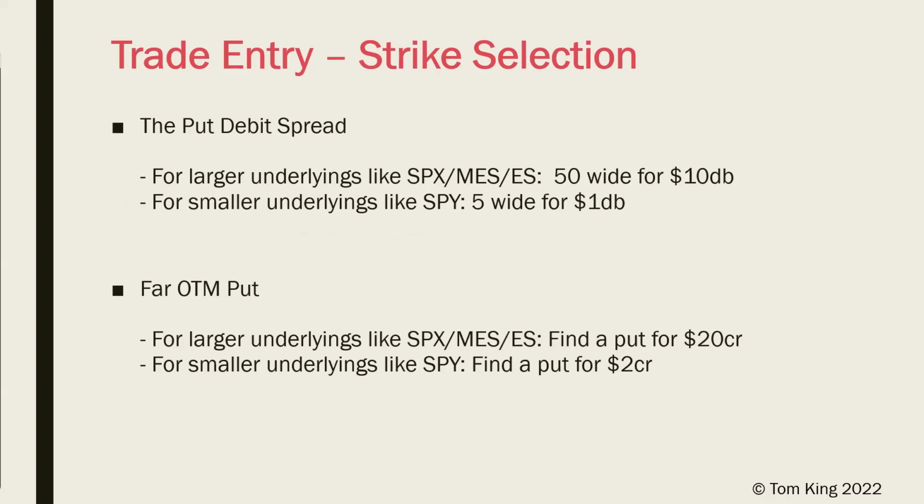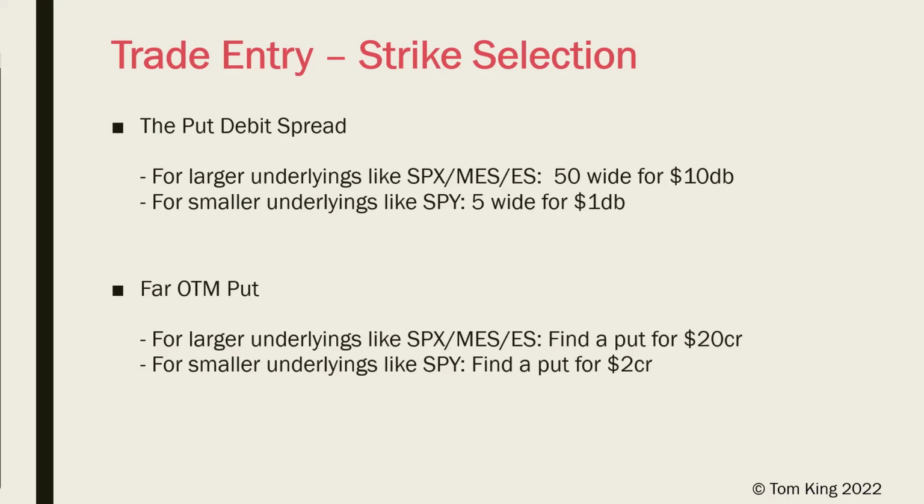How do I choose the strikes? It really varies. If you're trading something like an SPX or an ES, where the stock price is a lot higher, I'm probably looking for close to a 50 wide in those, taking in about a $10 debit. If it's a smaller underlying like SPY, which is 1/10 the size, I'm going to go about 5 wide for a $1 debit. So that's how I put on that put debit spread.